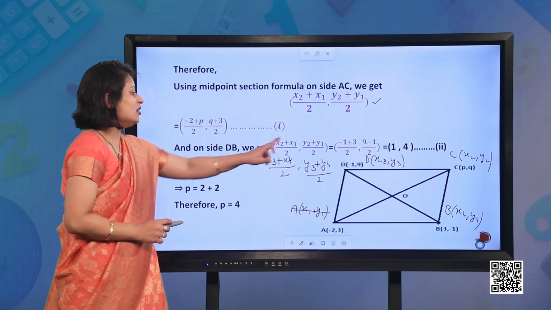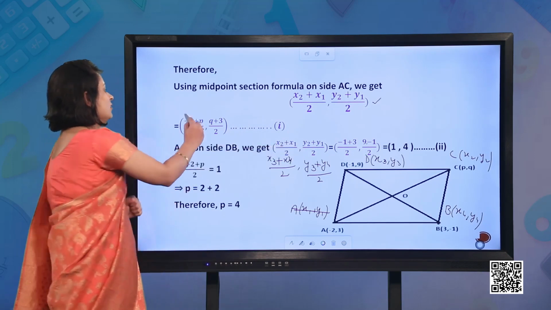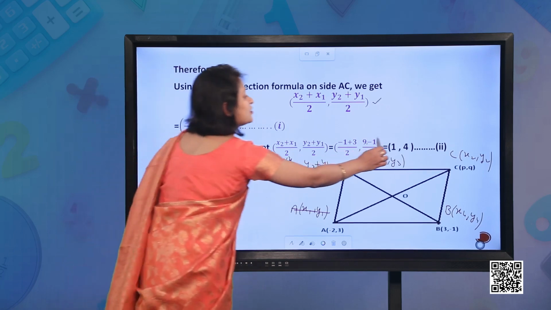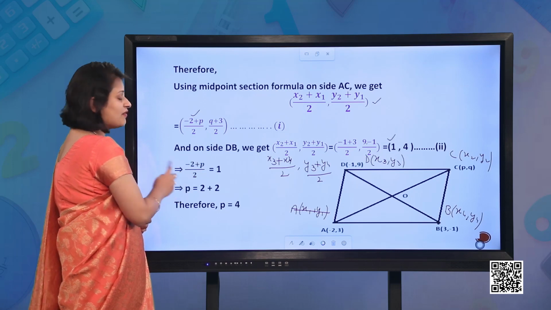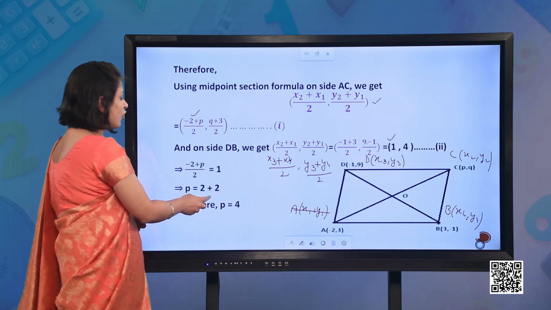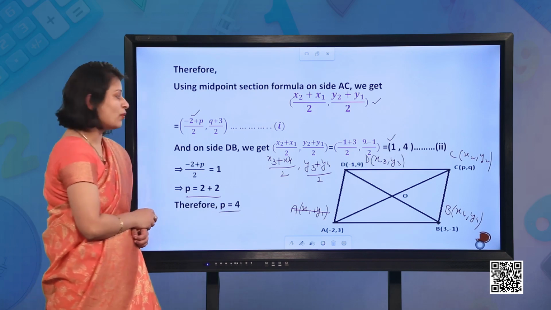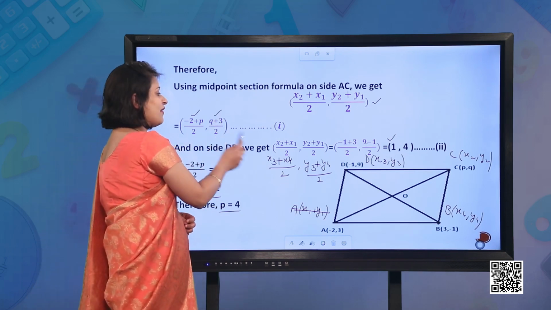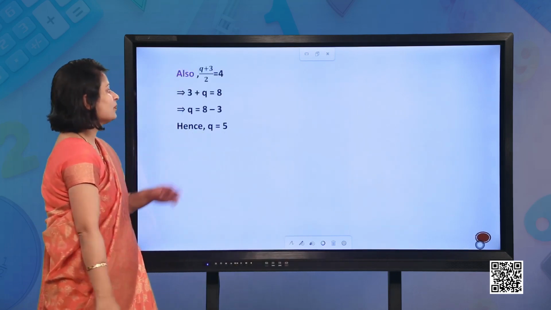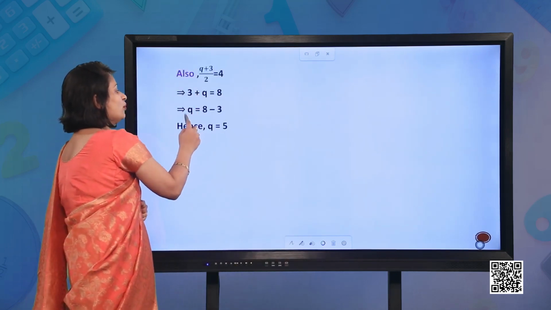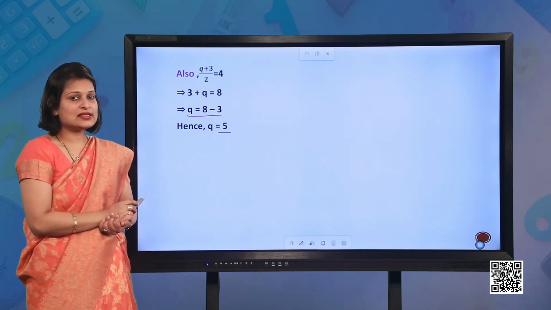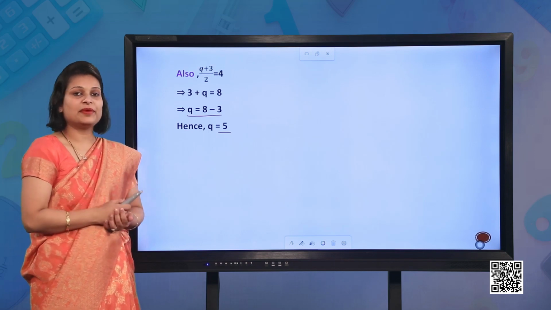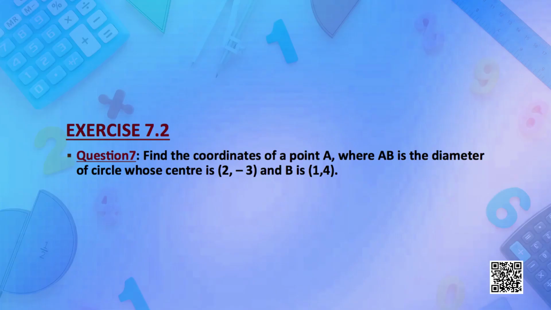Now consider this equation and this equation. This is x coordinate, this is also x coordinate, so both will be equal. So (-2 plus p) divided by 2 is equal to 1. Solving for p, you will get p as 4. For q, (q plus 3) divided by 2 is equal to 4. So solving for q, you will get q as 5. So the coordinates of point C you can easily find out, meaning you can find out the value of p and q.